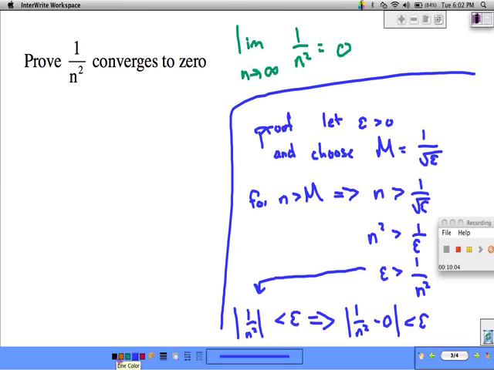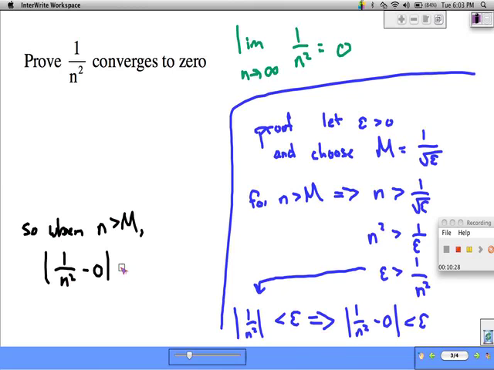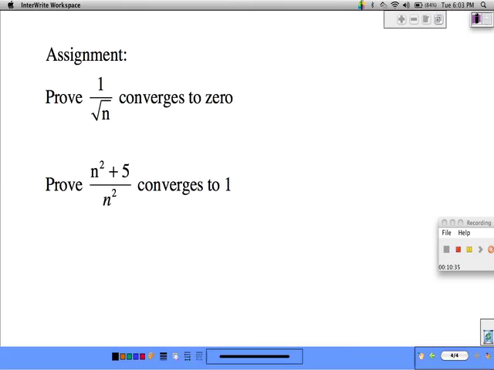So to conclude this, we say when n is bigger than m, the absolute value of 1 over n squared minus 0, the convergent value, the limit, is less than epsilon. And we're done with that proof. The homework that you need to do is to prove these two limits.